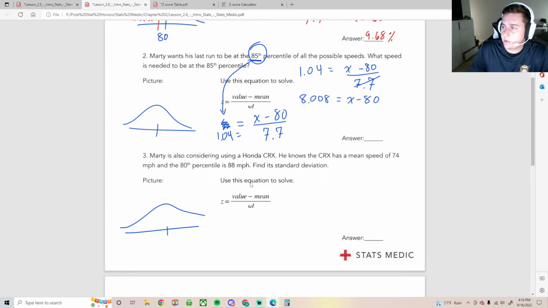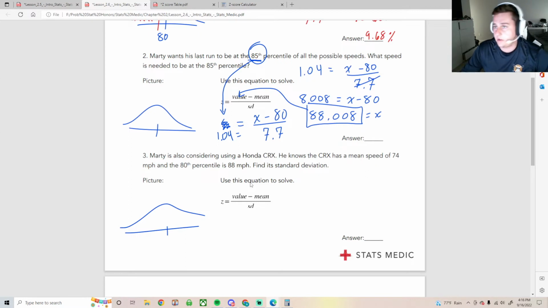Then I can add 80 to both sides. So this will then become 88.008. So this is his speed. This is his raw value. This is x, right? So this equals x. So in this case, we're talking about Marty's speed in the DeLorean. What speed is needed to be at the 85th percentile? So if we were to just round that down, we would talk about 88 miles per hour, which if you watch the movie, you totally get that reference. If you didn't watch the movie, then too bad, so sad.